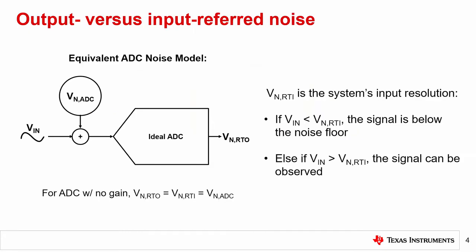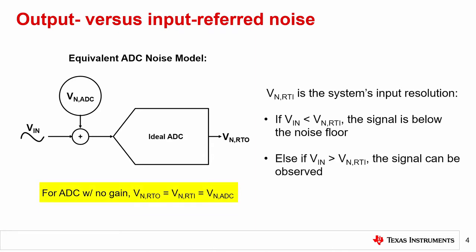If you have watched the Precision Labs module on ADC noise measurements, you'd recall that noise is measured at the output of the converter by observing the code variations for a constant input. As its name implies, this is called output referred noise and is labeled as VN-RTO in the image shown here. However, this is generally not the noise value reported in datasheets, nor is it the type of noise used in the dynamic range equation shown previously. That noise is input referred and is labeled here as VN-RTI.